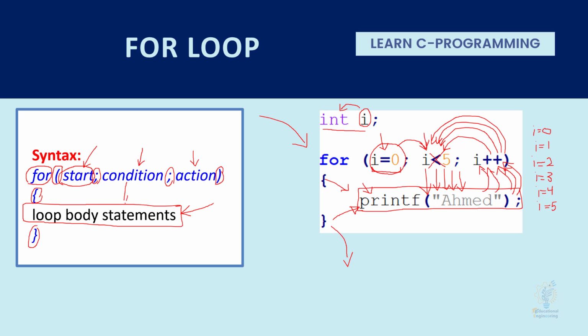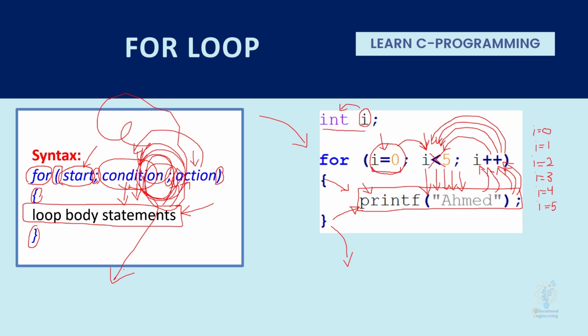If true, it will go execute the code, go to the action, then go back to the condition, check. If true, execute the code, go back to the action, then check the condition, and so on. It will keep looping in this until the condition is false, then it will go out of the loop.